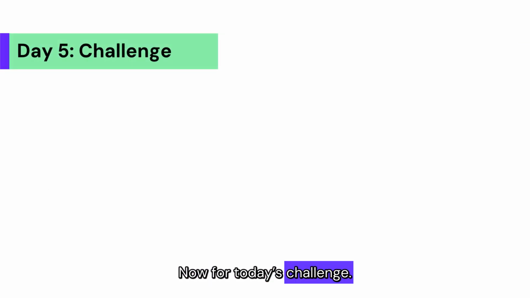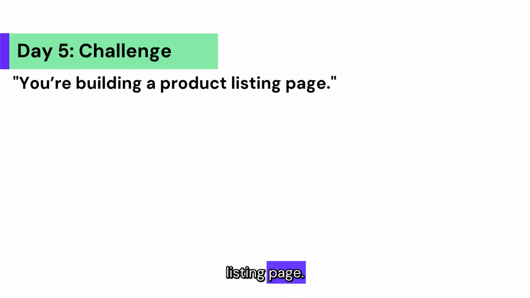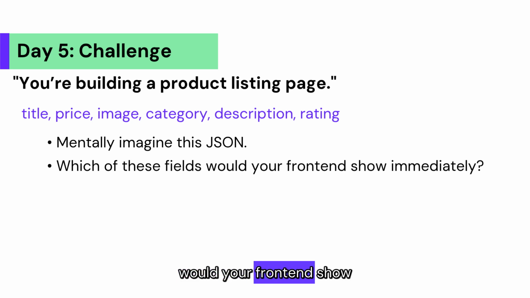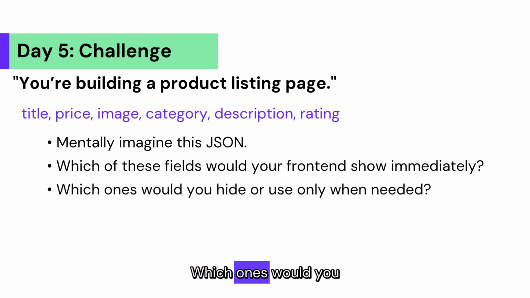Now for today's challenge, you're building a product listing page. The API sends JSON for 10 items. Each item contains title, price, image, category, description, rating. Your task: mentally imagine this JSON. Which of these fields would your front end show immediately? Which ones would you hide or use only when needed?